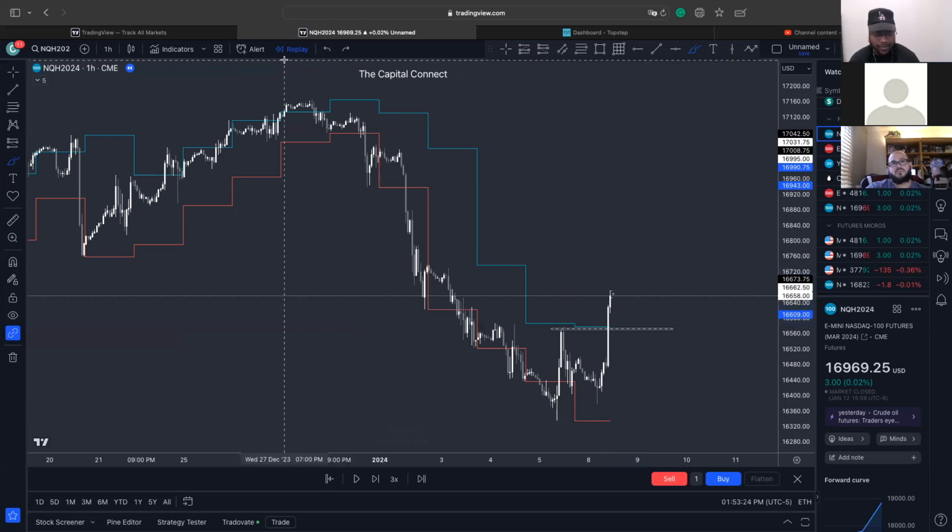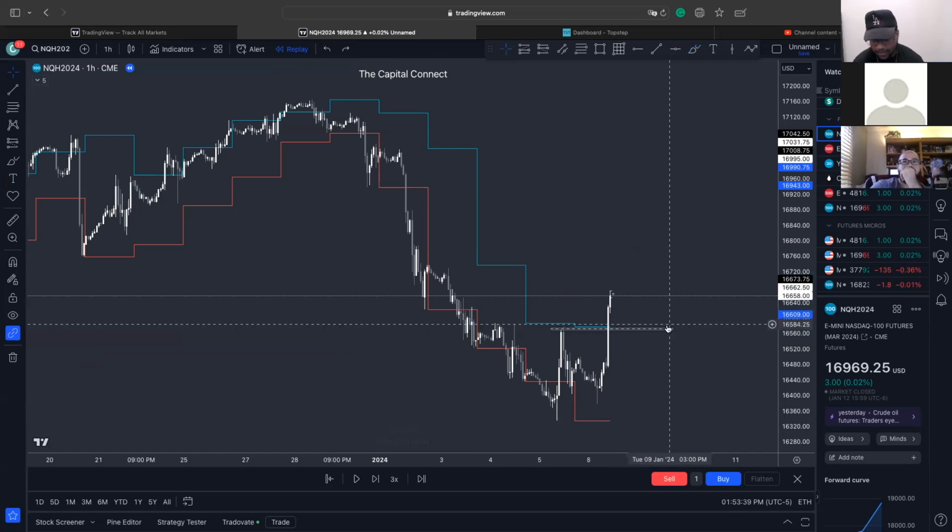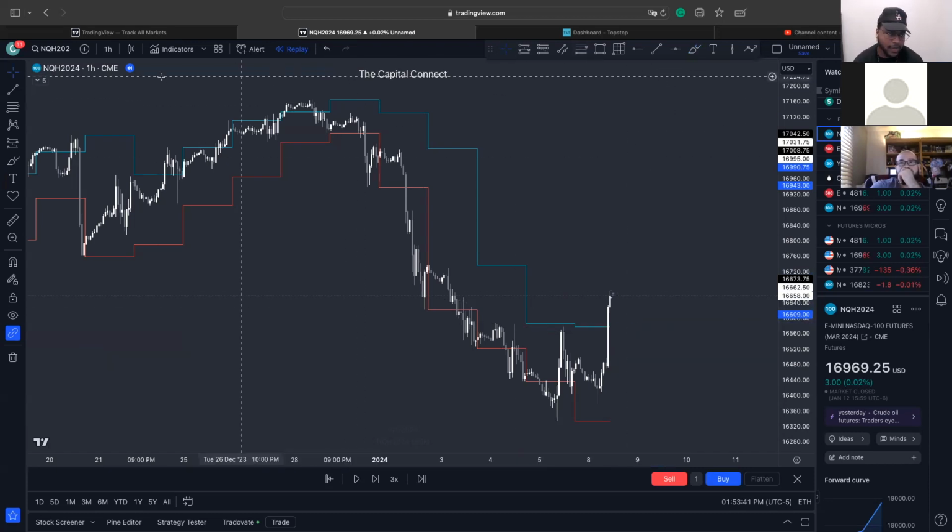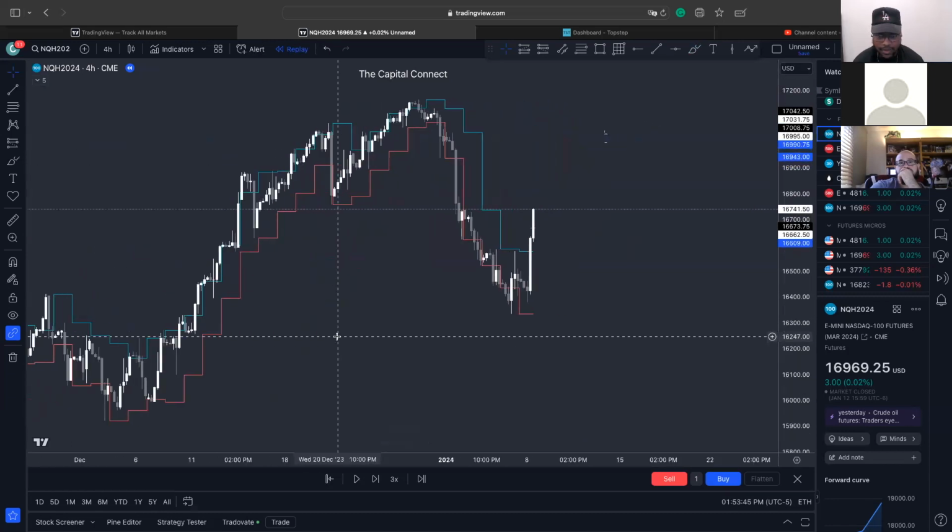So as a scalper, based on how I trade, I see nothing. I ain't saying there's no setup there. I'm saying based on how I trade and my rules and what I'm looking for, I see nothing for myself on the 1 hour. We can jump to the 4 hour and see what we got.